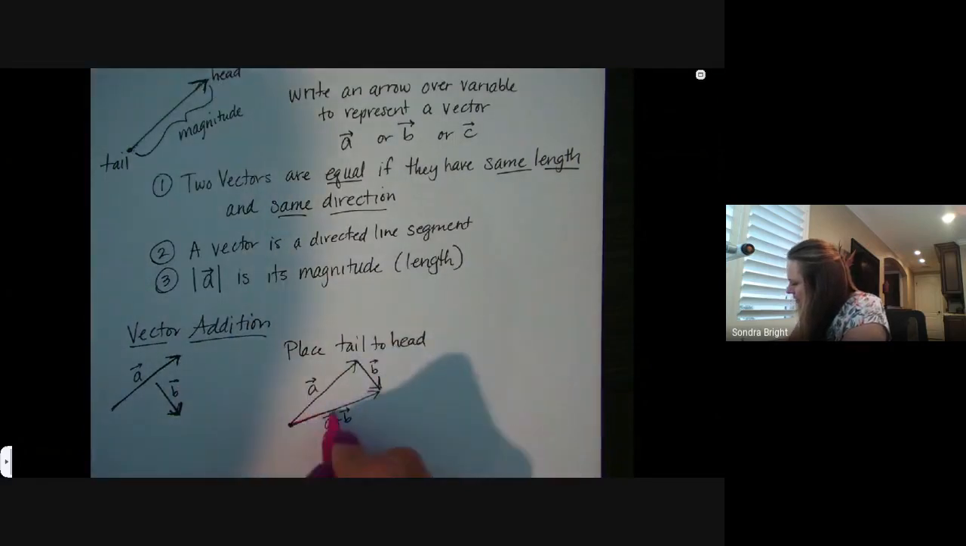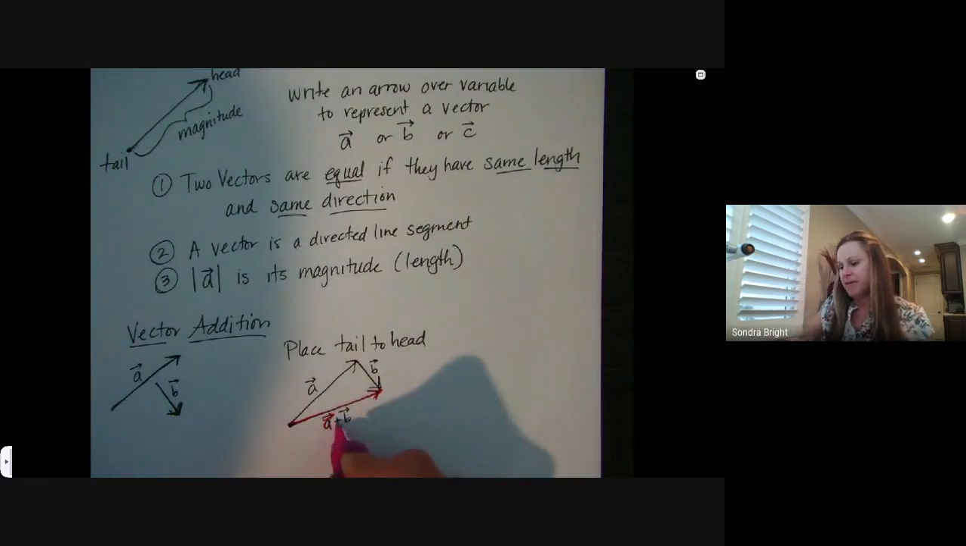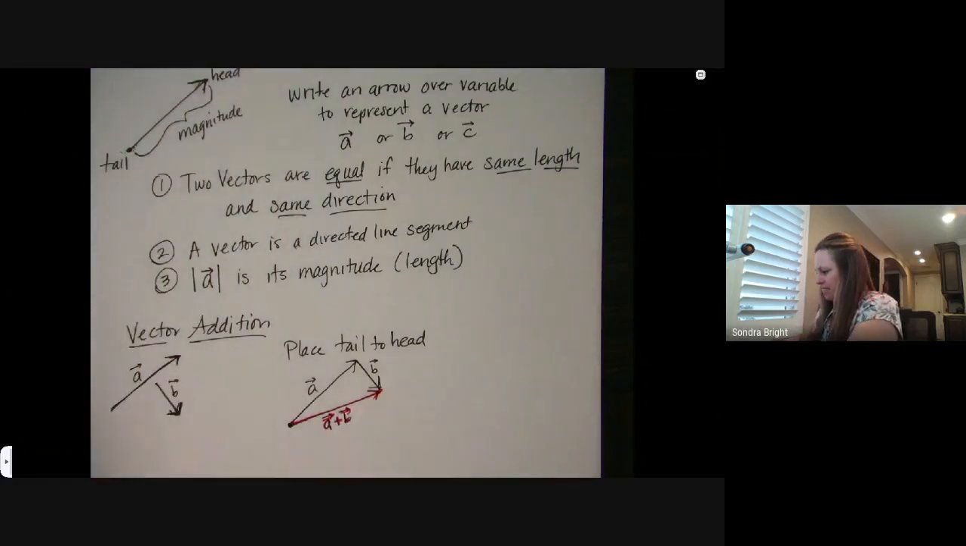It's A plus B. So that's the tail to head method. The other way to do it is the parallelogram method. So, parallelogram.